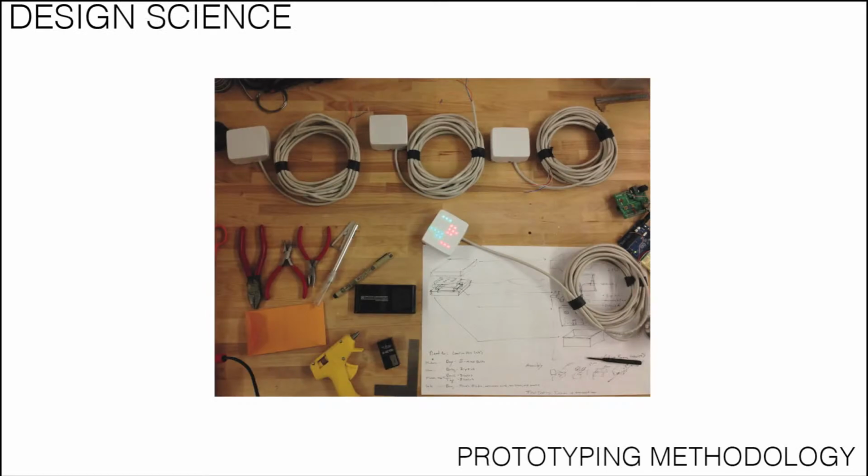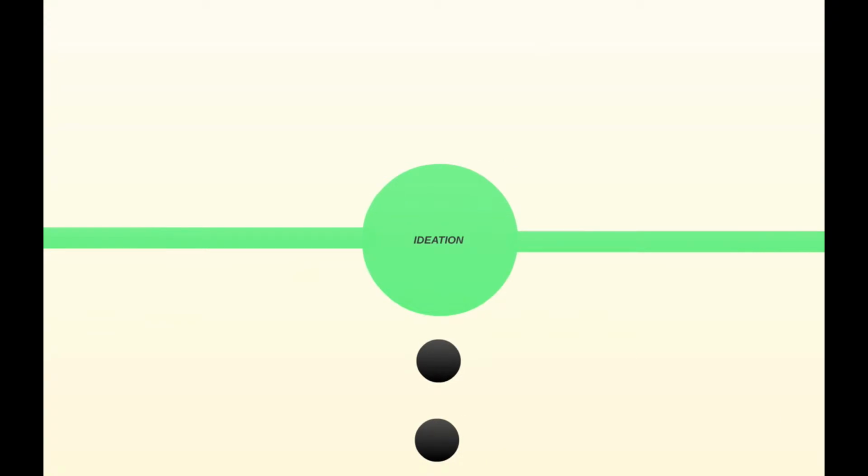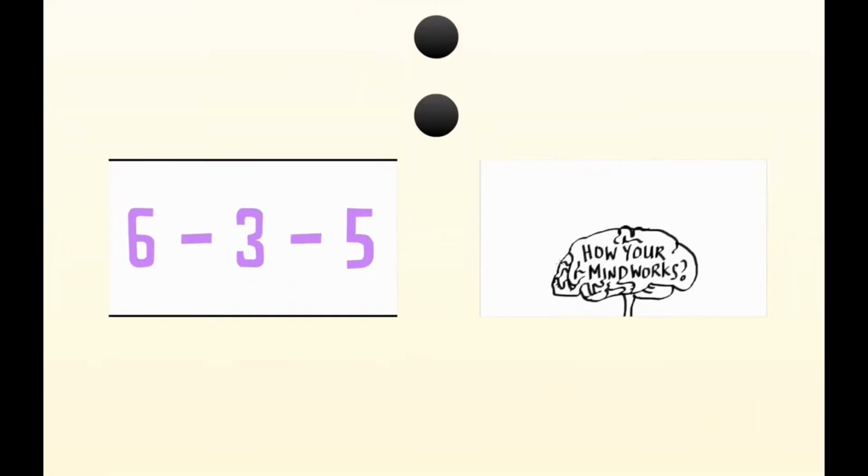Design science is about finding the best practices of design, isolating and extracting them, and determining whether or not they are repeatable. Typically, designers move from the problem statement into ideation, for which best practices and methodologies have been fairly well established. Two of these methods are 635 and mind mapping.